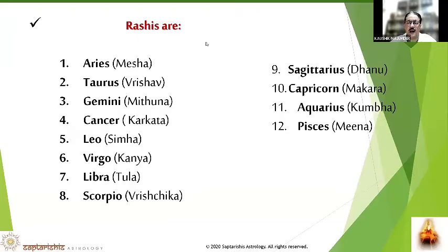Now the Rashis: I have written the names in English and the Hindi or Indian name is written in the bracket. The first Rashi is called Aries. It is the Mesha. The second is Taurus, then Gemini, Cancer, Leo, Virgo, Libra, Scorpio, Sagittarius, Capricorn, Aquarius, and Pisces. These are the 12 Rashis or signs of 30 degrees each.